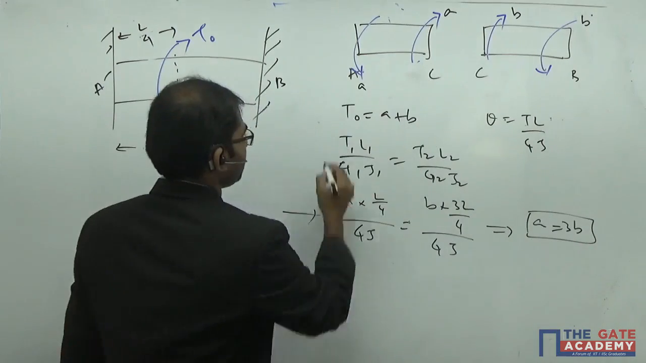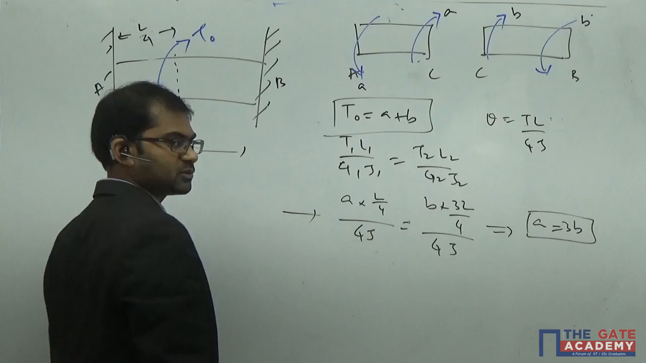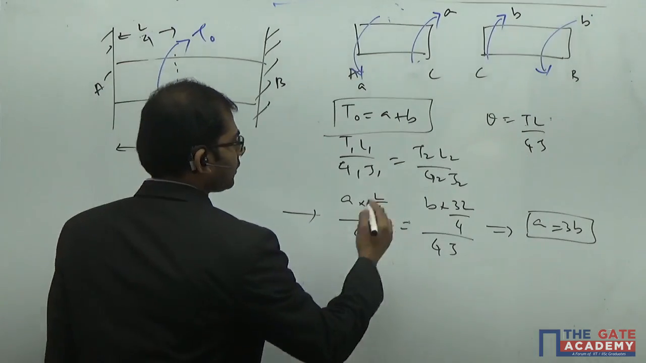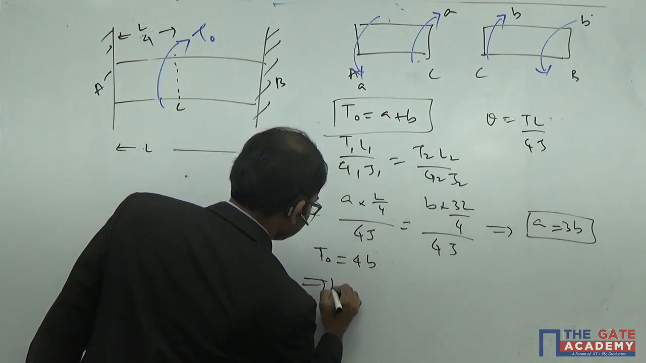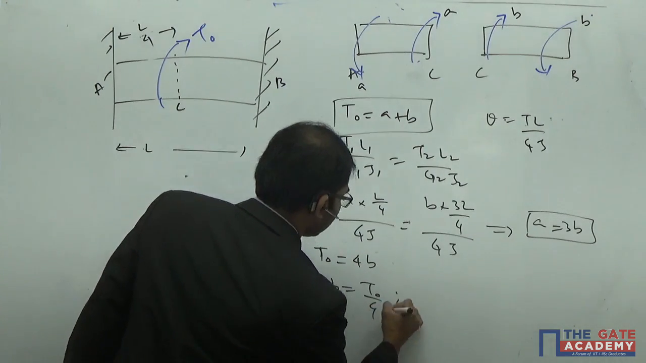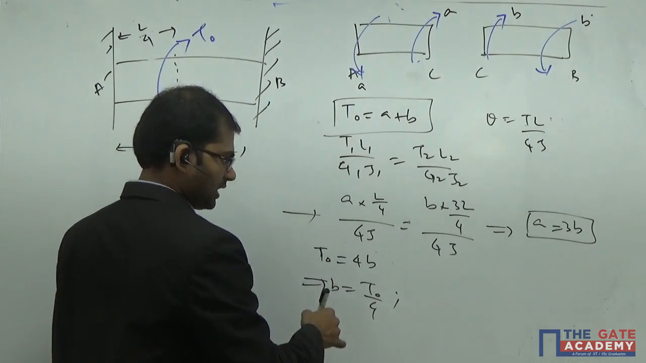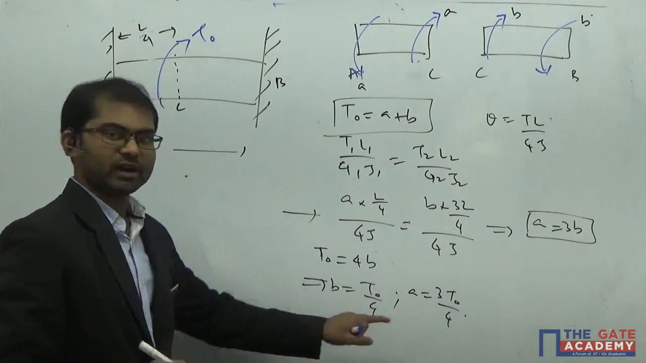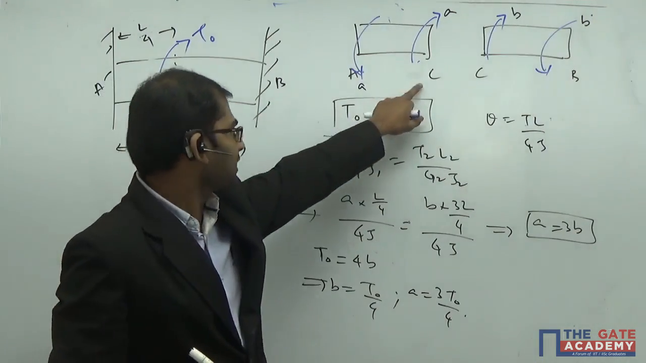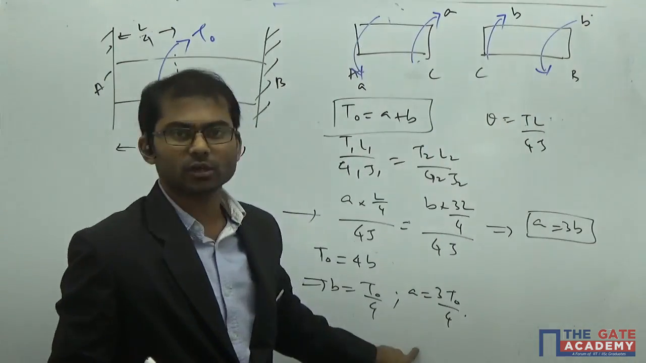You got A is equal to 3B and T naught is equal to A plus B. Let's get the values of A and B individually in terms of T naught. A is equal to 3B, so T naught is equal to 4B, which implies B is equal to T naught by 4. Understand? A is then given by 3 T naught by 4. So you got the two values of torque: section AC is experiencing a torque of T naught by 4, and section BC is experiencing a torque of 3 T naught by 4.